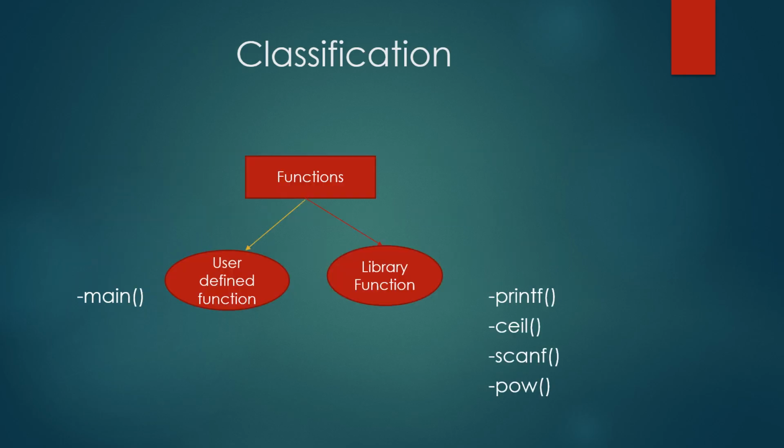See here, this is the classification of functions. The function can be classified into two. One is user-defined function and another one is the library function. The user-defined function you can say as a main function. The main function is the default function, or you can say addition, subtraction, multiplication, division. These are also user-defined functions. Then library function. The library function is nothing but a default function that is previously declared. That is printf, scanf, etc.